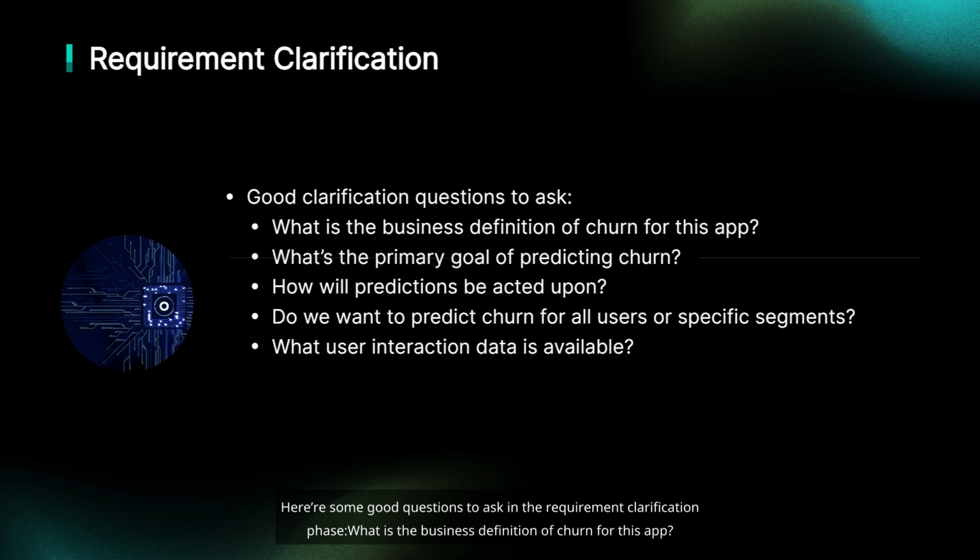What is the business definition of churn for this app? What's the primary goal of predicting churn? How will predictions be acted upon? Do we want to predict churn for all users or specific segments? What user interaction data is available?